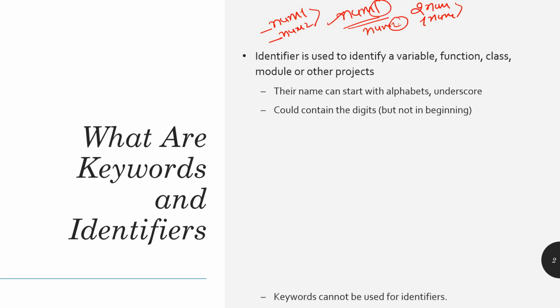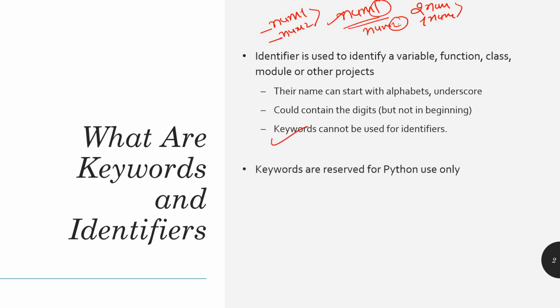And there is one more rule related to identifiers, variable and function names, and that is that you cannot use keywords as identifiers. But what are keywords? Let's see. Keywords are reserved words for Python use only. Only Python can use them. One cannot create an identifier with the same name as any of the keywords. If you have a keyword in Python, then you cannot create any variable, function, or class name that is the same as the keyword name.